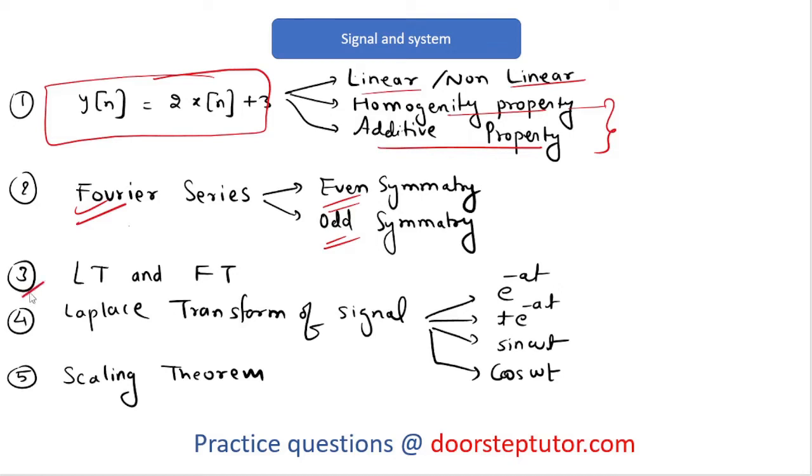There was a question related to Laplace transform and Fourier transform. So we had to find out the Laplace transform and Fourier transform of given functions. There was another question for Laplace transform, a table-based, column-matching type of question, where they had given the Laplace transforms of functions like e to the power minus at, sin omega t, cos omega t, and we had to match those from the column. There was a question related to scaling theorem.